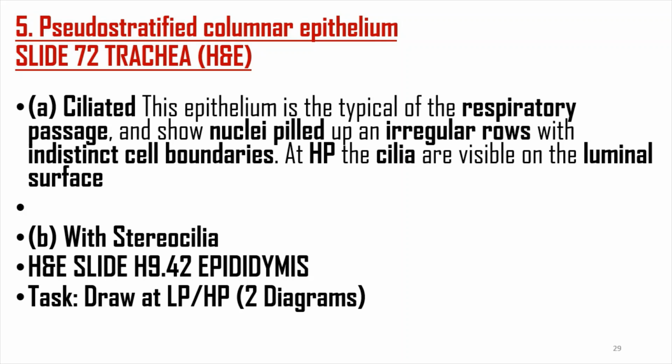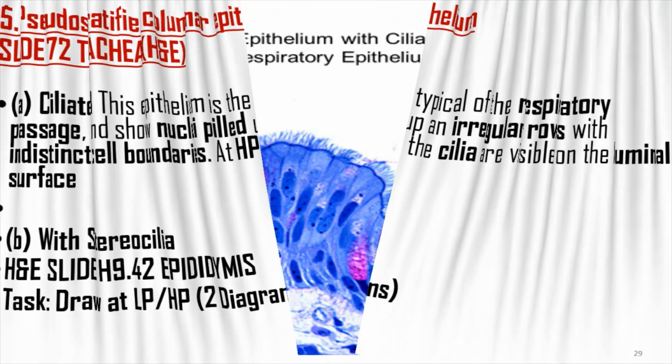The second one, another example of pseudostratified columnar epithelia, is the one that is found in the epididymis. The epididymis is found in the testes. That's where sperms are stored. So the pseudostratified columnar epithelia in the epididymis has what we call stereocilia. For the one that is in the epididymis, just draw them at high power.